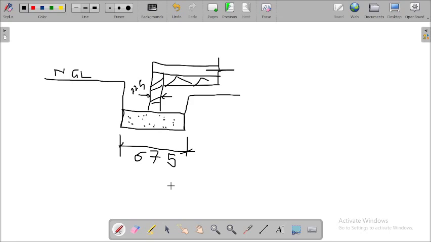Now that is sorted, and we said the thickness will be equal to the thickness of the wall. If this wall here is 225, then the thickness of this concrete also will be 225.